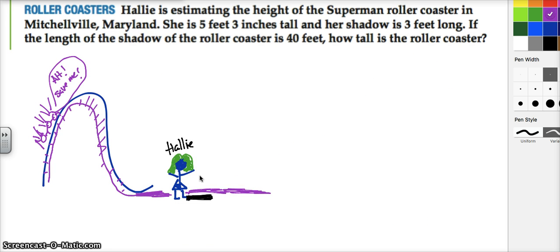So here we go. Haley is 5'3", and her shadow, which is this dark thing down here, is 3 feet. And she is next to this Superman roller coaster. Save me! And this Superman roller coaster has a shadow length of 40 feet. We want to estimate the height of the roller coaster.